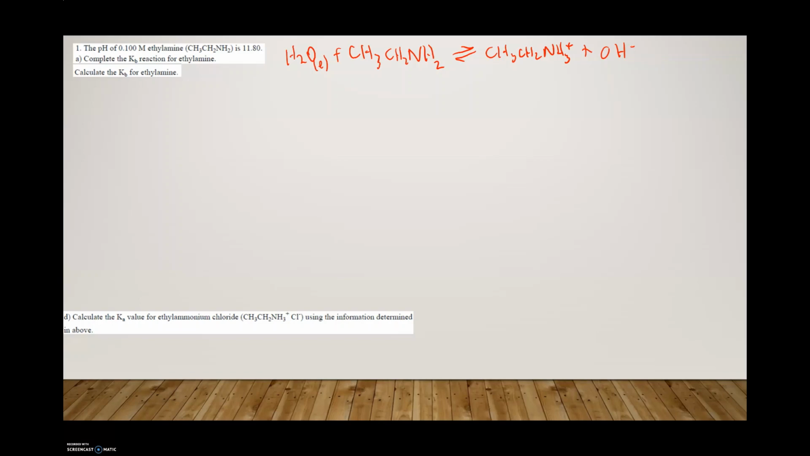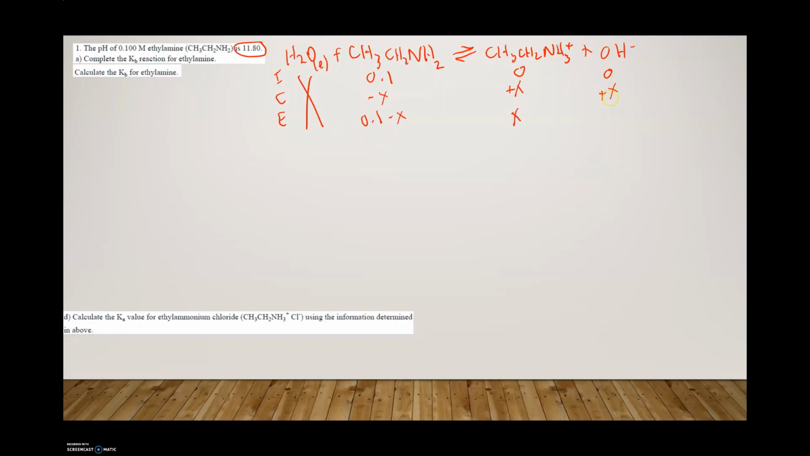Now, the next thing says calculate the Kb for ethylamine, because they don't give it to you. What they do give you is the pH of the solution, and we're going to use that to our advantage here in the ICE chart. So water doesn't matter. Now the initial concentration of this is 0.1. These two are 0. So this is going to go down, so you get 0.1 minus X, and these will go up.